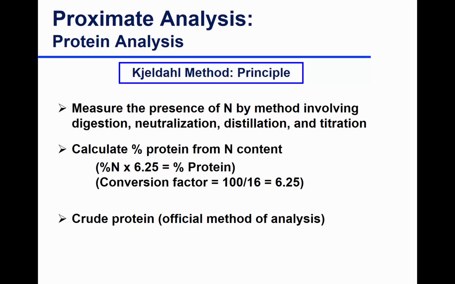Now, different proteins might have different percentage of nitrogen. Why is that? Because, do you know what amino acids are basic?